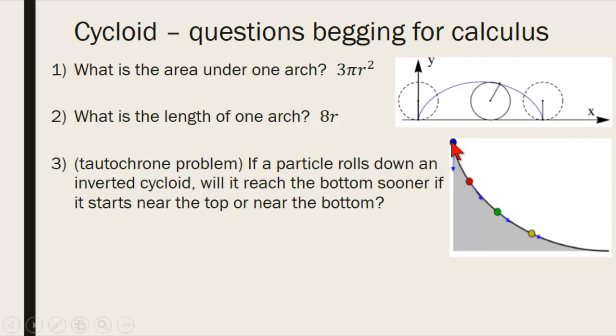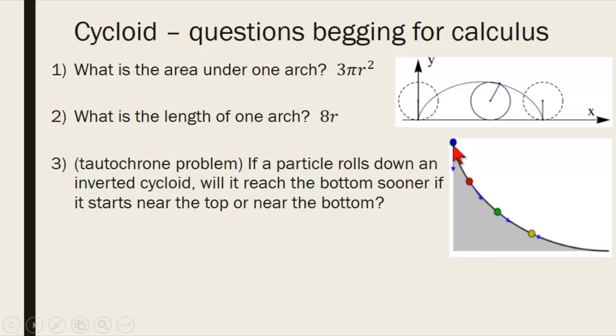Or if we take the cycloid and flip it over and just show the first half here, then I can imagine this being a ramp. And I'm going to put marbles here someplace on the ramp, different places on the ramp, and they're going to roll down to the bottom. My goal is to get the marble to the bottom in the shortest possible time. That's called the Tautochron problem. And I can put the marble wherever I want.